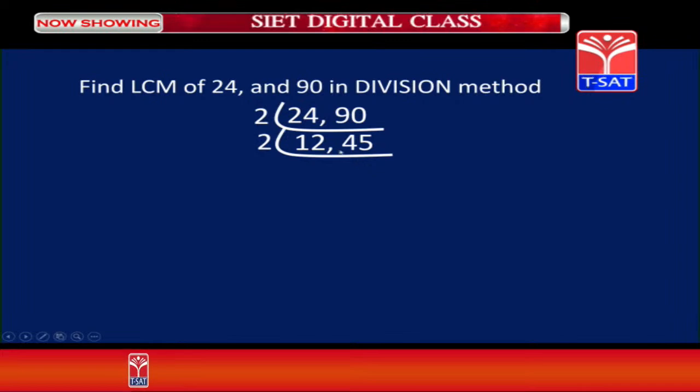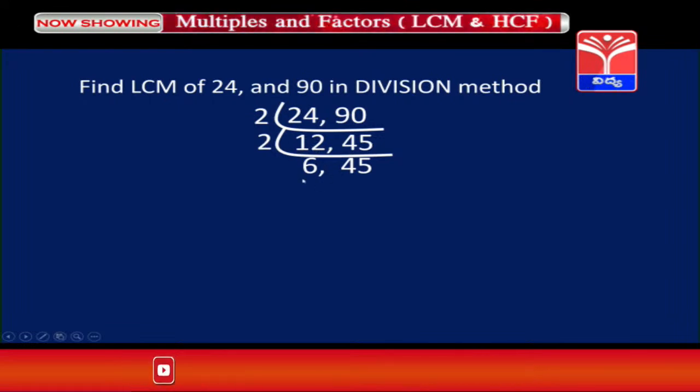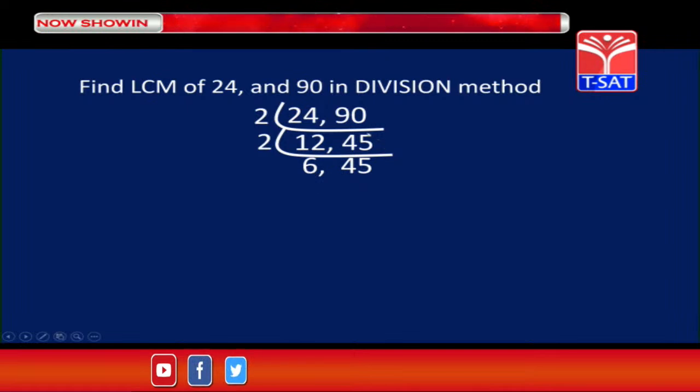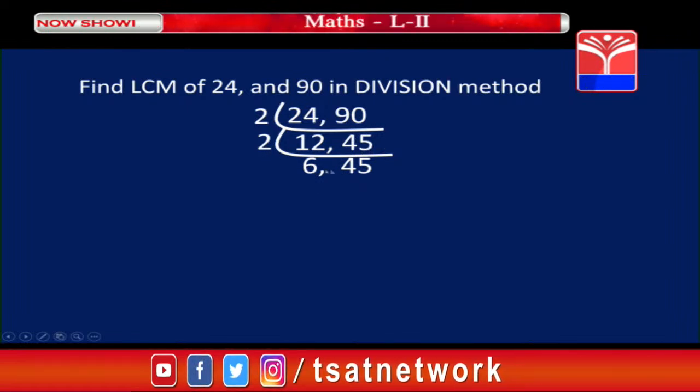Now divide these two numbers by 2. The first number is 12. Once it is divided by 2, we should write the answer here. The coefficient is 6. 45 is an odd number, so we cannot divide it by 2. Hence we need to write it as it is.